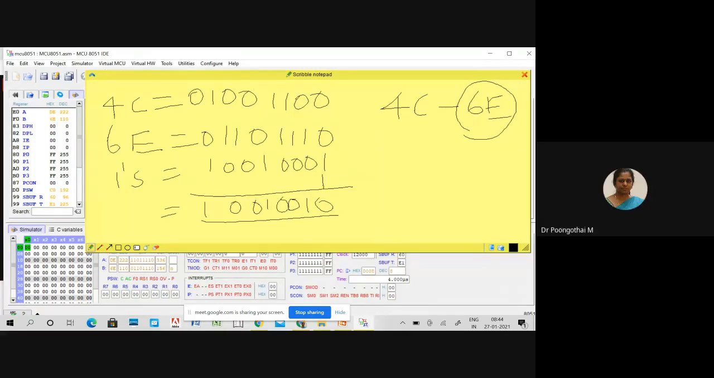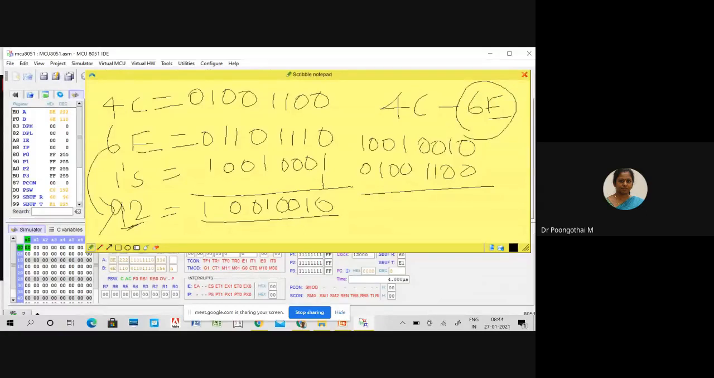92. Subtract 92. So this 92 should be added to your 4C. So this 92 is the 2's complement form of 6E: 1, 0, 0, 1, 0, 0, 1, 0. I'm adding this 4C with this 92: 0, 1, 0, 0, 1, 1, 0, 0.